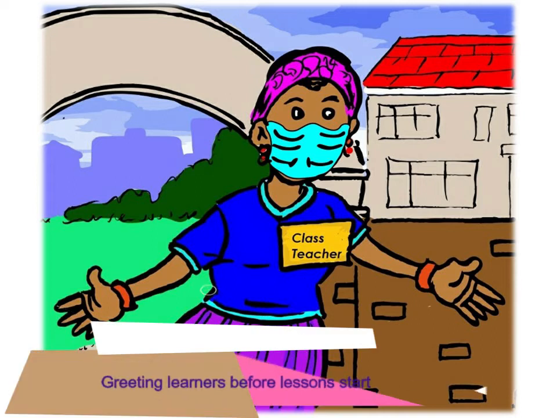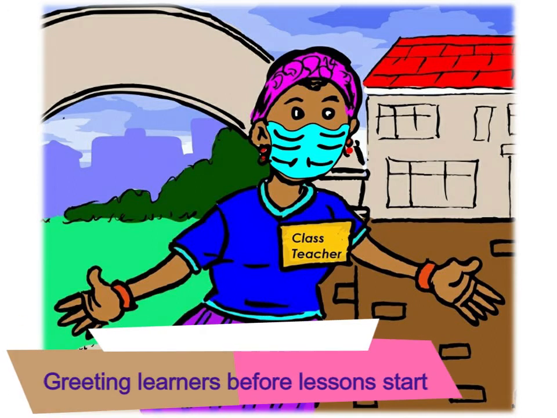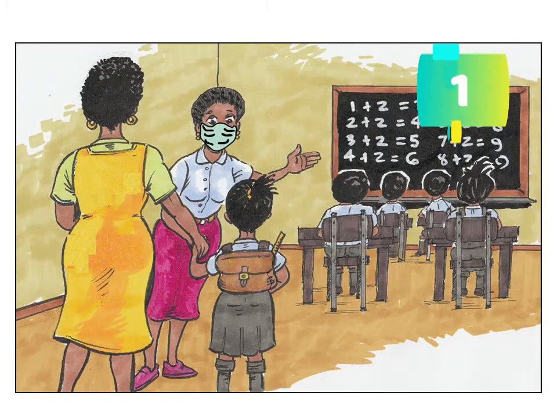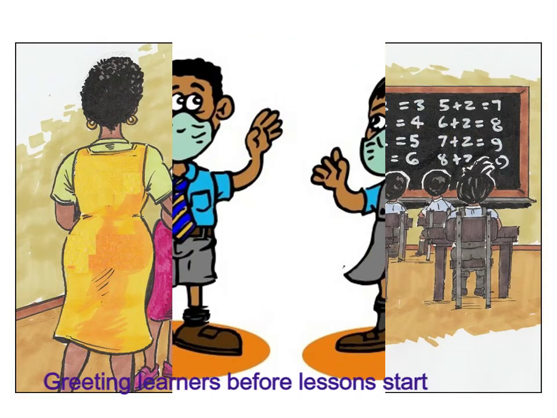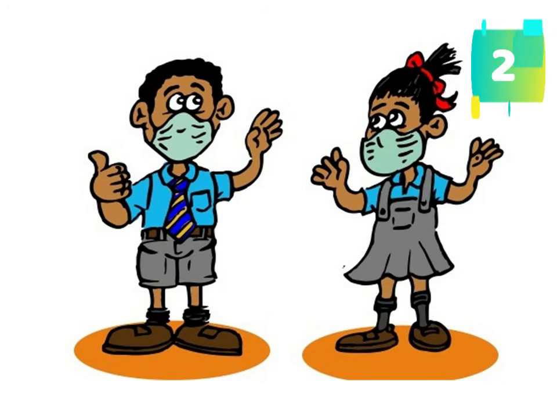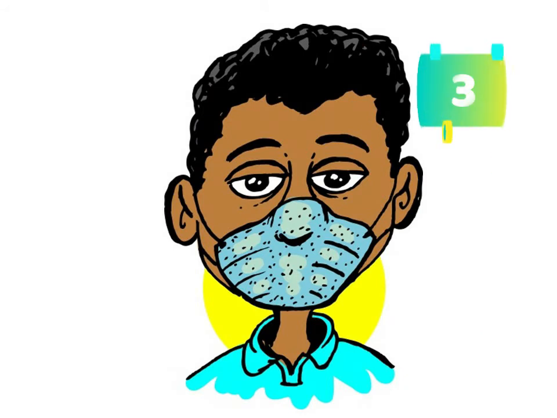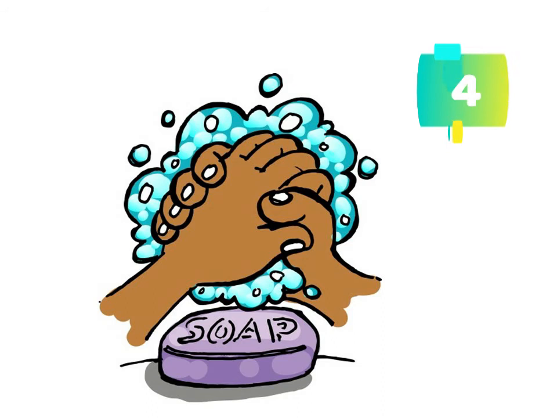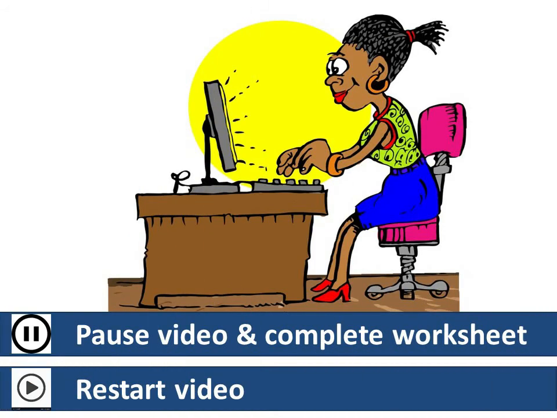Now, let's think about how you will greet your learners as they enter your class. Greet each learner by name and tell them how pleased you are to see them. Ask your learners how they are feeling. Do they feel well or sick? Check that each learner is wearing his or her mask correctly. Ask each learner to wash their hands using soap and water or to use your hand sanitizer. Please share with us any other things you can do when meeting your learners at the start of the day.